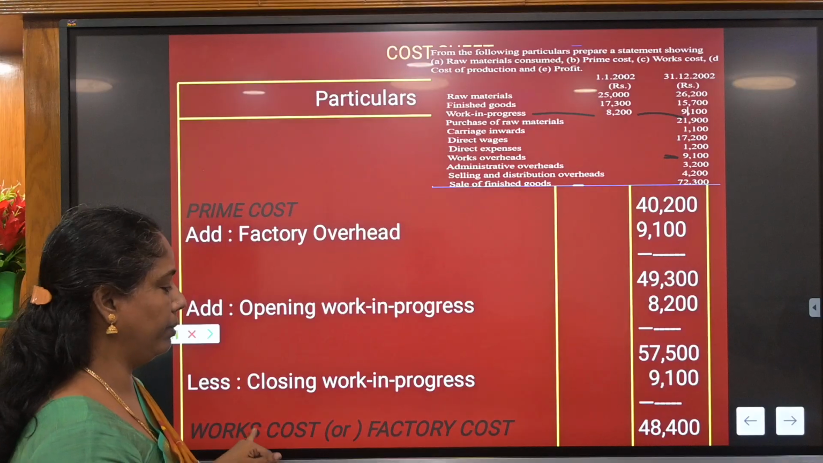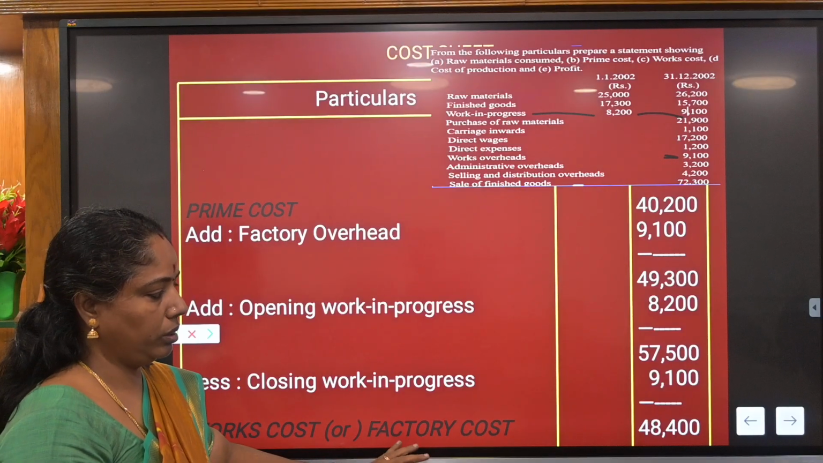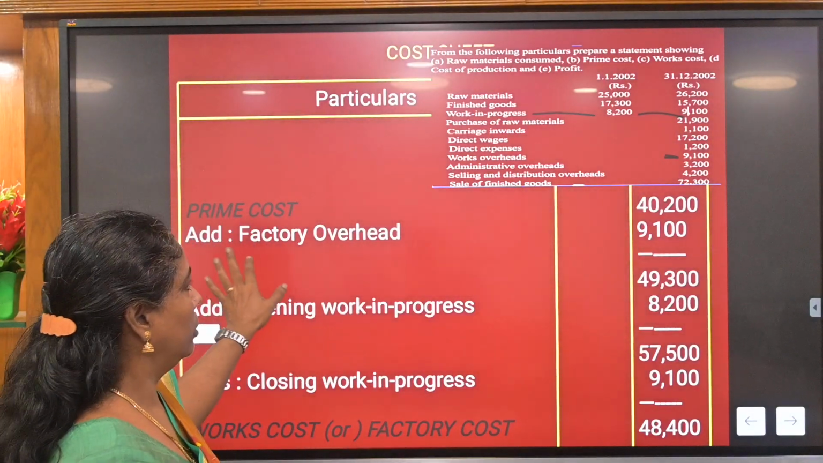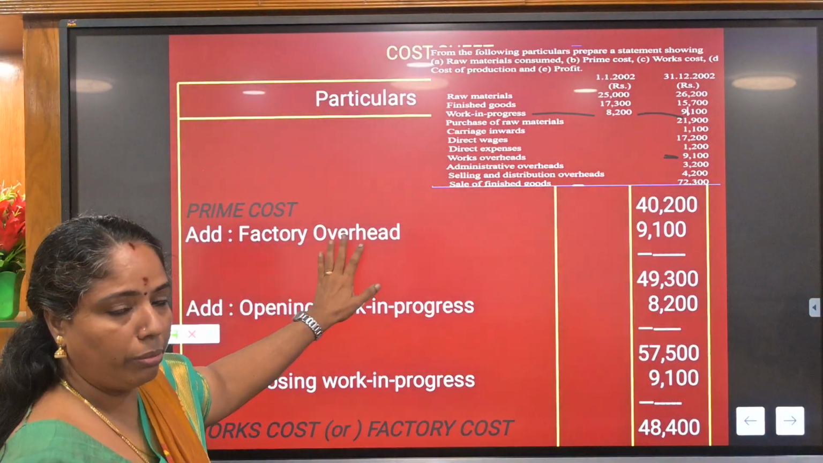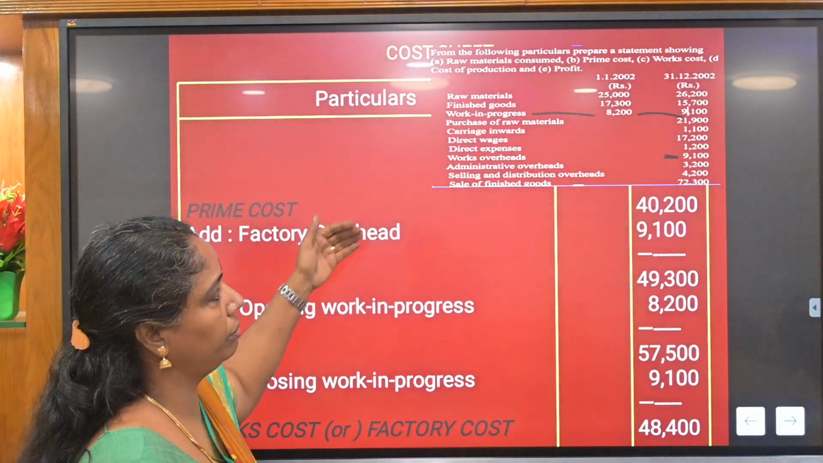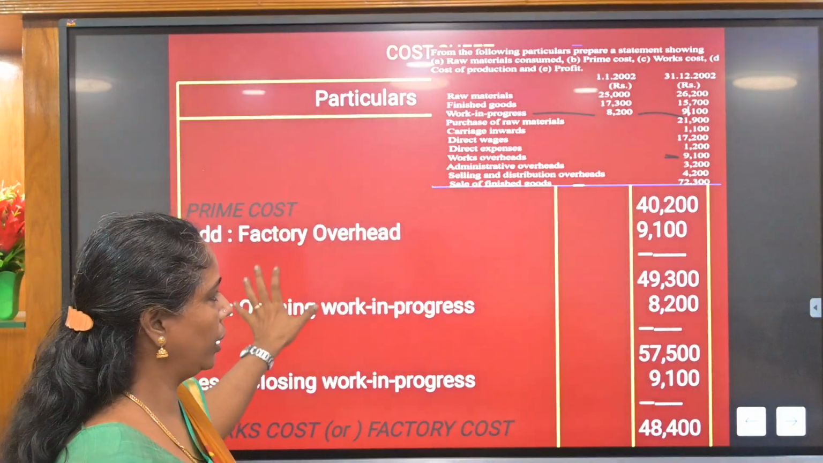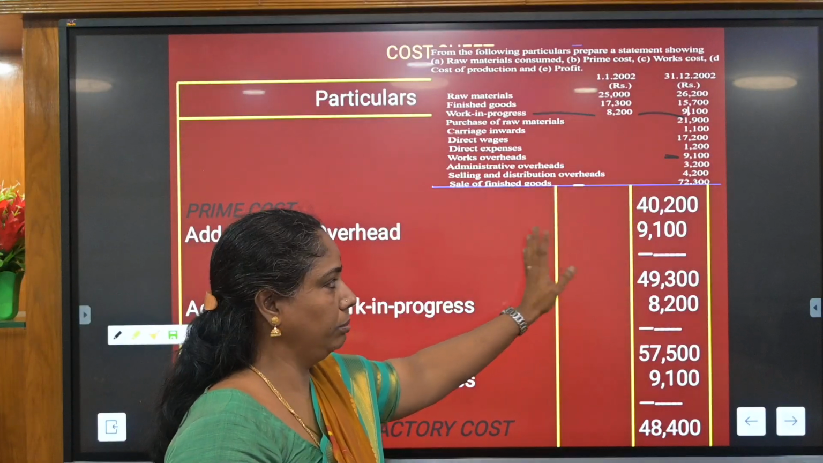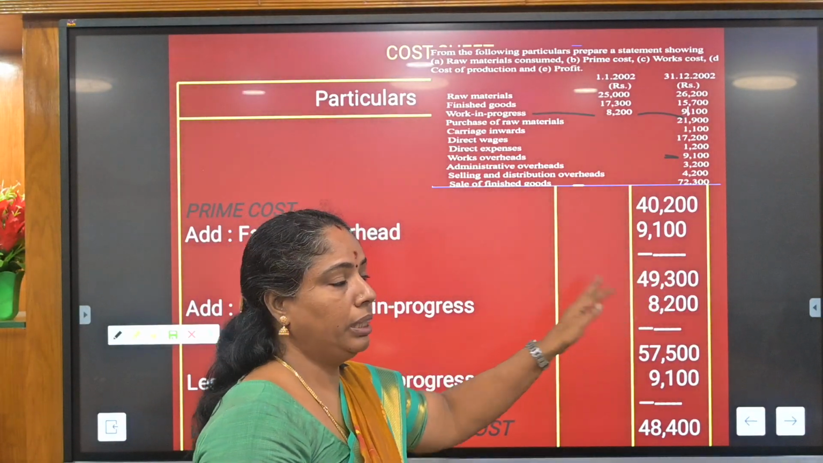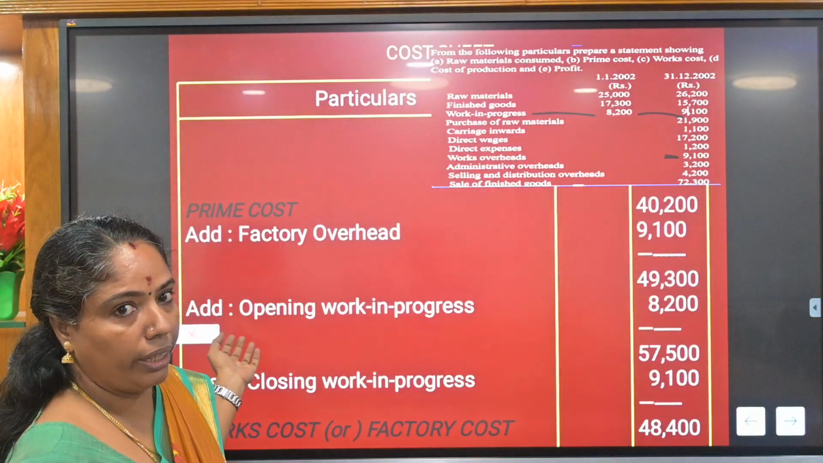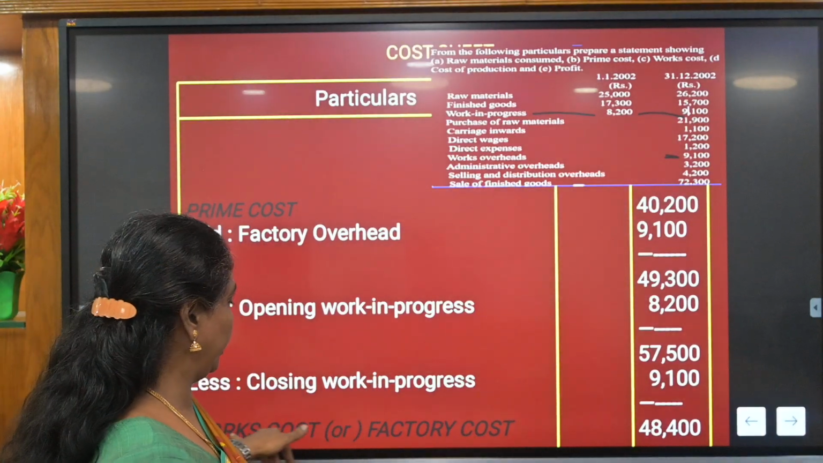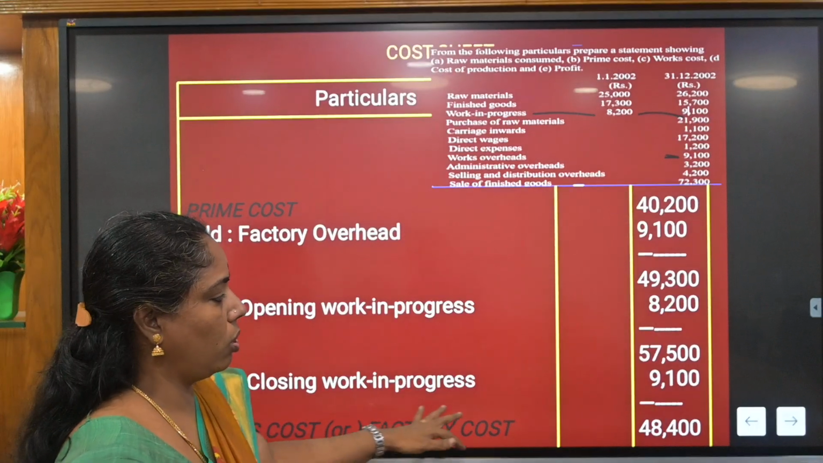Finally we got the works cost or factory cost, the amount of 48,400. Again I am repeating: if any information related to factory overhead is given in the sum, we have to calculate all these things and put the answer in the inner column, then transfer it to the outer column, then make adjustments with the opening work in progress and closing work in progress. After deducting, we get the works cost or factory cost.